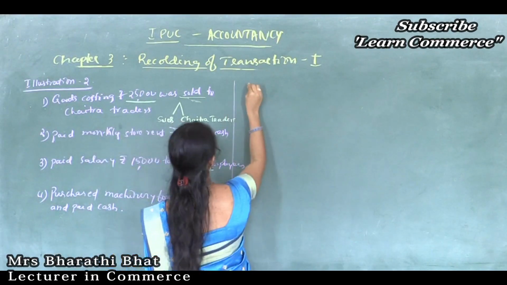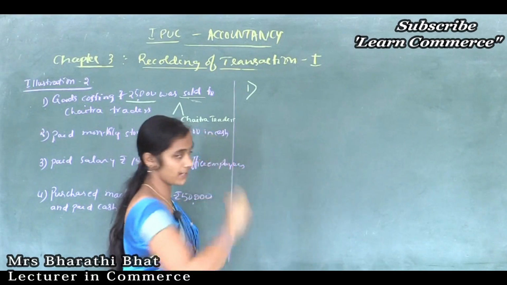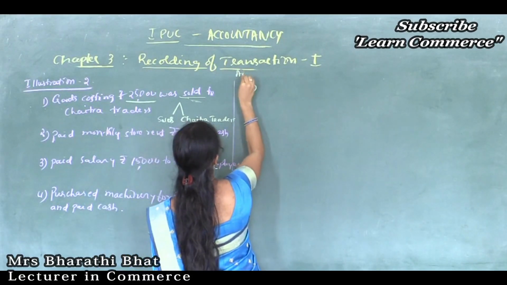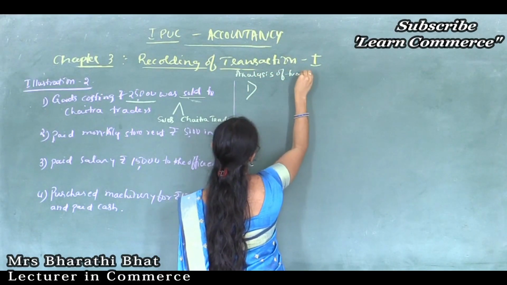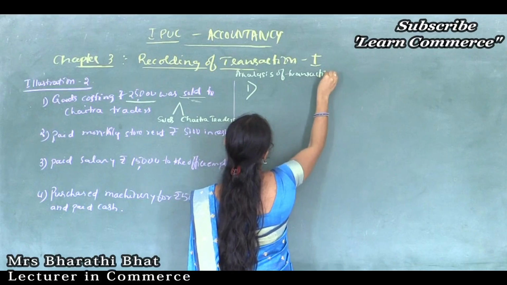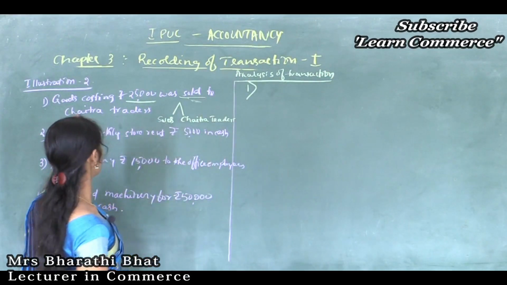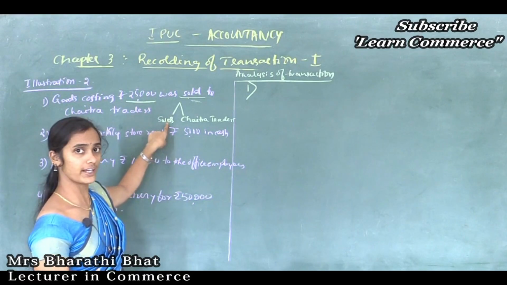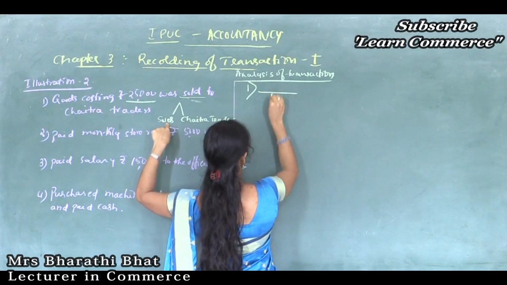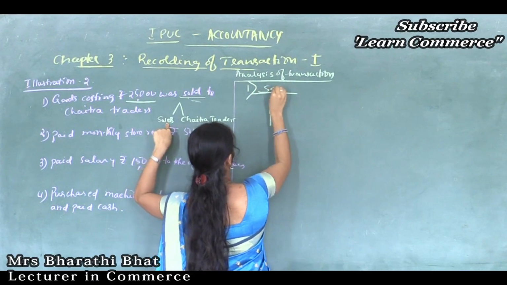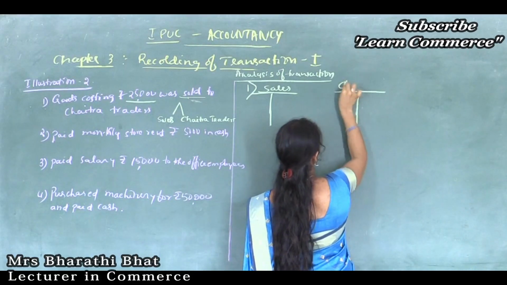Let's see the first transaction. Analyze the first transaction. So this is the analysis of the transaction. The first thing is, two accounts are affected here. One is sales, another one is Chaitra Traders.